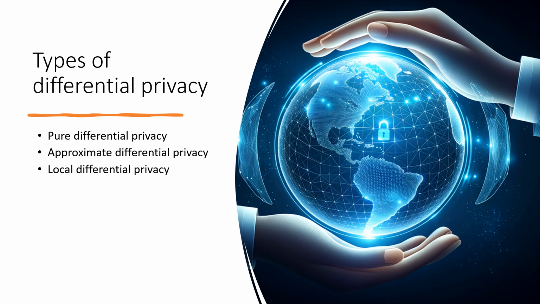Finally, we have local differential privacy. This is a bit different from the other two types because it focuses on protecting privacy at the data collection stage rather than the analysis stage. With local differential privacy, noise is added to each individual's data before it's even collected or stored. This means that the data collector never sees the raw, sensitive data. They only see the noisy, protected version.